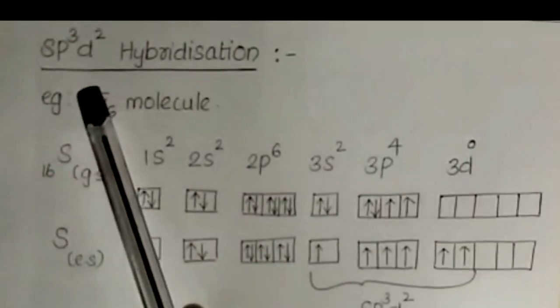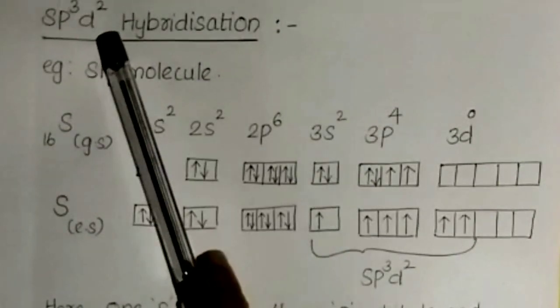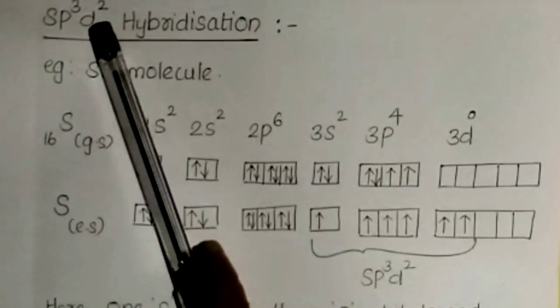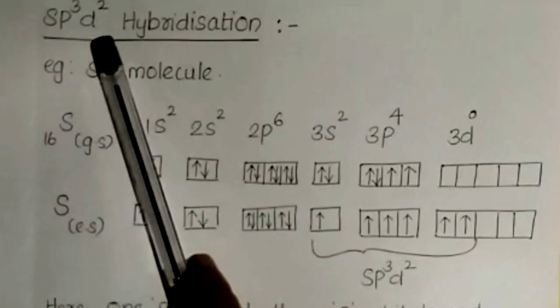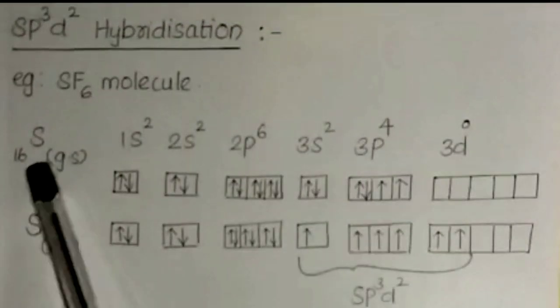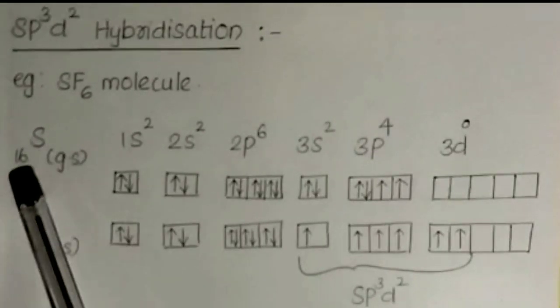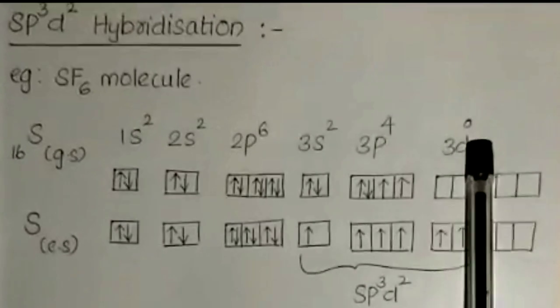Next type of hybridization is sp3d2 hybridization. In this, 1 s, 3 p and 2 d atomic orbitals are mixed up to form 6 equal energy sp3d2 hybrid orbitals. These have the same energy, shape and size. Example, SF6 molecule, sulfur hexafluoride molecule. First you should write the electronic configuration. Sulfur has atomic number 16. The electronic configuration is 1s2, 2s2, 2p6, 3s2, 3p4, 3d0.